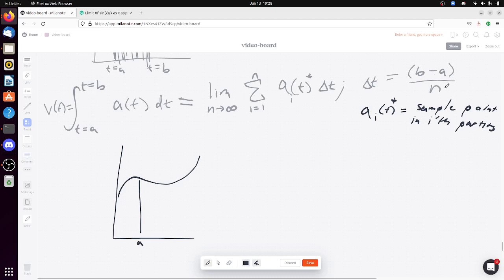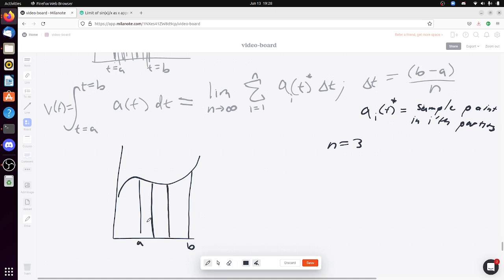So for example, we have some graph here, some arbitrary function, starting at a, and basically delta t is going to be b minus a, the entire interval, divided by how many intervals we want to do. That's what n is. So let's say we were doing 3 intervals. Let's say n is 3. So obviously that'll be 1.